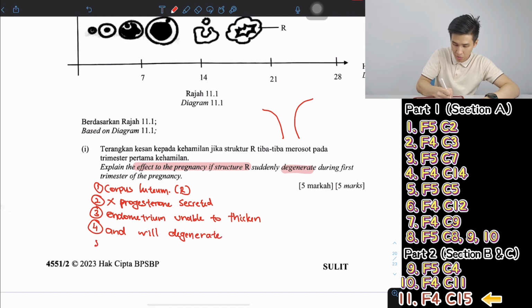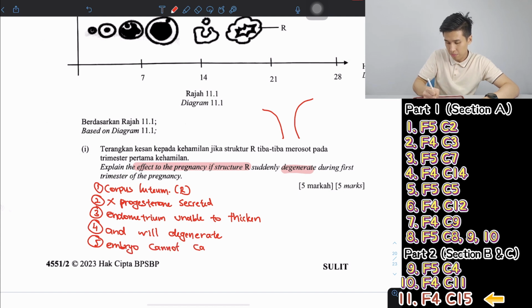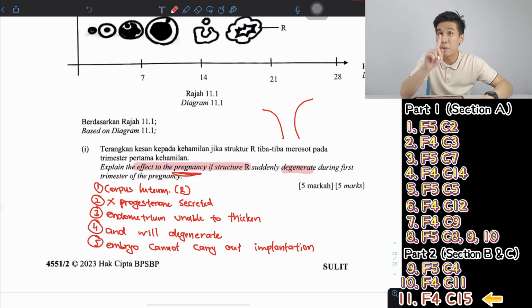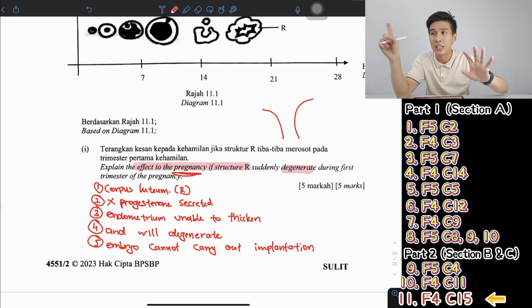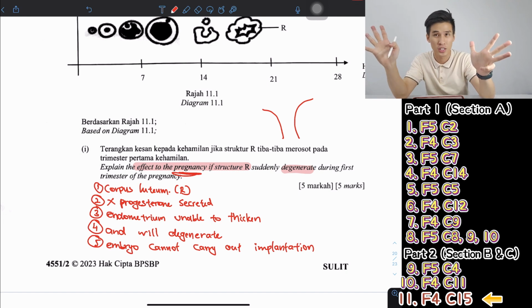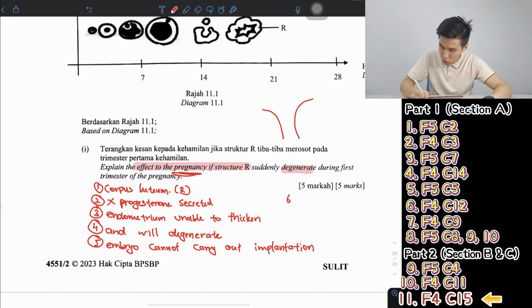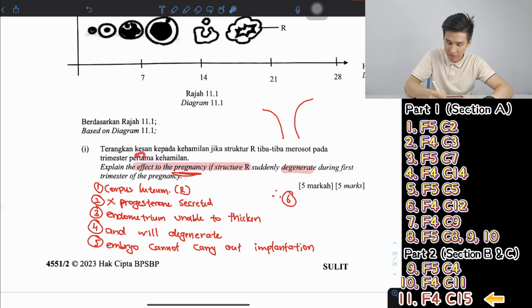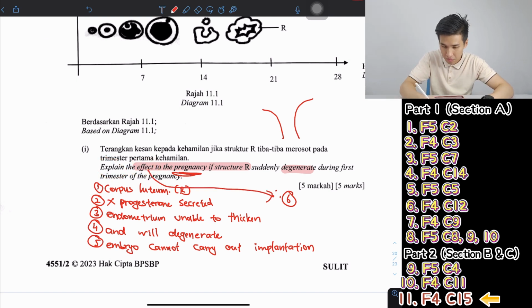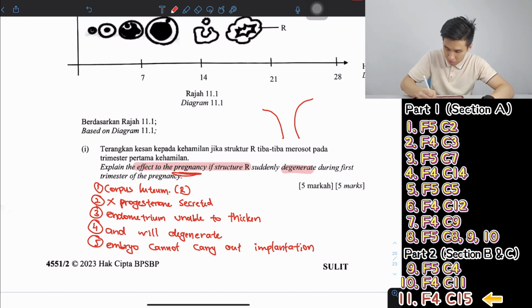So if it degenerates, what does that mean? The embryo cannot carry out implantation. If you cannot implant, what happens to the pregnancy? I haven't mentioned the main point yet. What will happen to the pregnancy is, we call it miscarriage, meaning 流产, the baby dies halfway during pregnancy. So this last one you must say, because that's the effect. What I wrote here are all the explanation. This is the main one, you must say: therefore, miscarriage occurs.